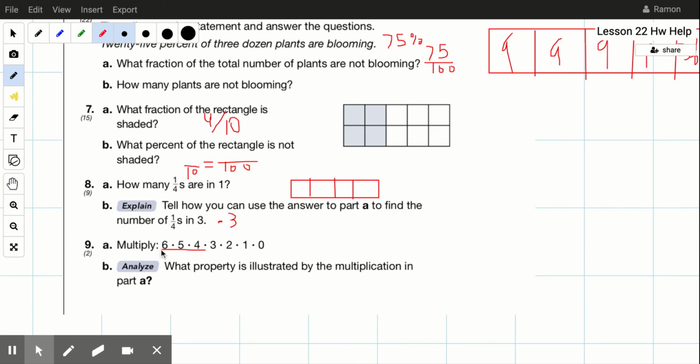Multiply. This should be pretty simple because you end up multiplying by 0 at the end. And no matter what you're multiplying, if you end up multiplying by 0, the answer is 0, which is the 0 property of multiplication.